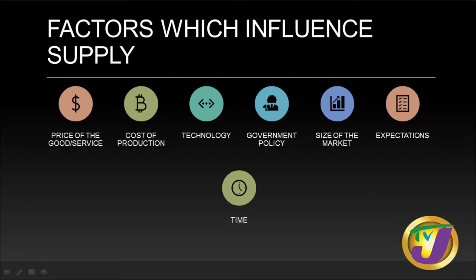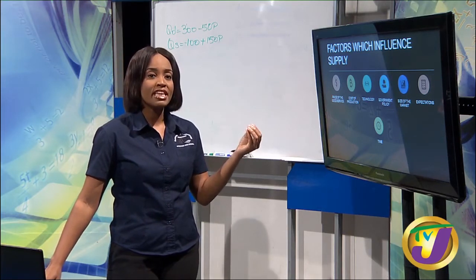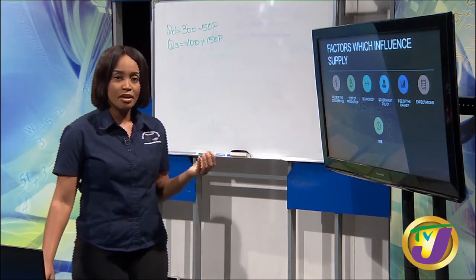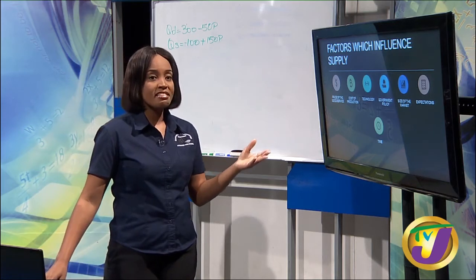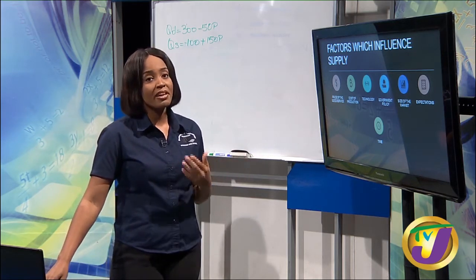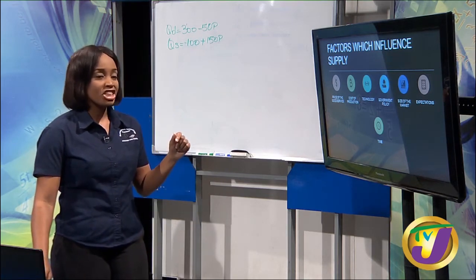So these are the factors which influence supply: the price of the good, which we explained in the law of supply, and also the cost of production. For a supplier, once the cost of production is increasing, it means that they are able to supply less. Technology can improve or increase the amount that the supplier is able to make available to the market, and this can influence it in a positive way. Government policy, the size of the market, and also the expectations of the supplier are all factors which can contribute to a change in supply.